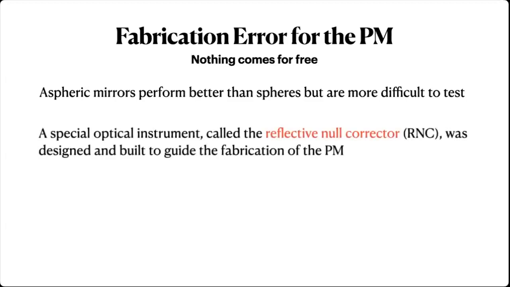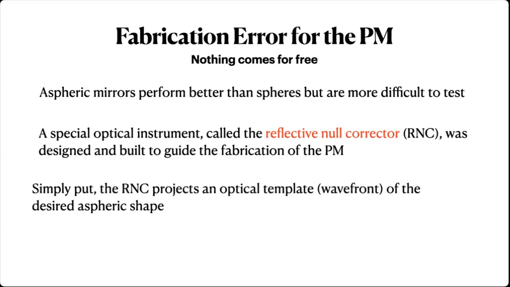The question is, how did that happen? If this was such a carefully fabricated mirror, how could that have happened? Well, I call this nothing comes for free. And the reason I say that is these aspheric mirrors, which perform much better than spherical mirrors as far as image quality over a wide field, are more difficult to test. So there's always a catch somewhere, right? And to test this primary mirror, Perkin-Elmer designed a special optical instrument that's called the reflective null corrector. It was designed and built to guide the fabrication of the primary mirror.